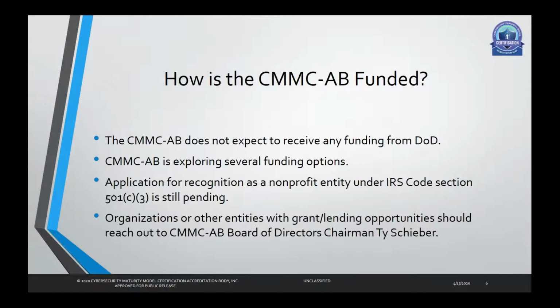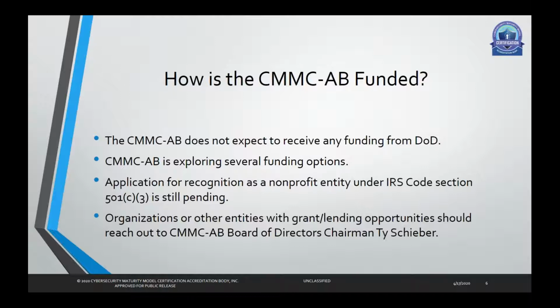How is it funded? The AB does not expect to receive any funding from the DoD. As of now, we have a budget of 0. We've gotten some comments about how the AB website looks, and I would ask everybody to understand it's not where we want it to be at the moment, but with no money, we're trying to meet the requirement of getting the information out and making a presence while still working with no budget.